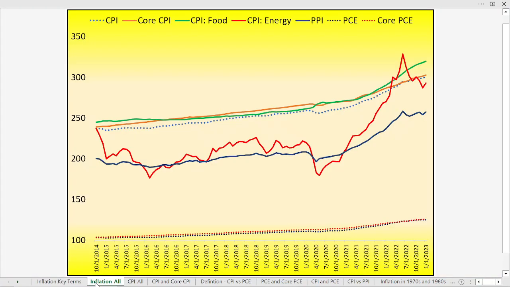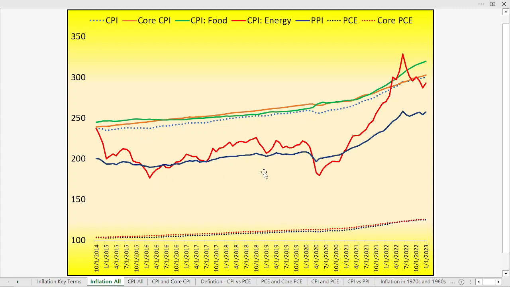Now, first taking a look at the inflationary numbers, going back to 2014, this is a monthly index. The jagged blue line is the standard CPI. The orange line is the core CPI, which is the Consumer Price Index except not including food and energy. That's usually right above the blue one. They track very closely together. The green line is the CPI Food Index. The red line, a very jagged line, is our energy index within the CPI. Notice it hit a very big low back in April of 2020 and then skyrocketed to the upside.